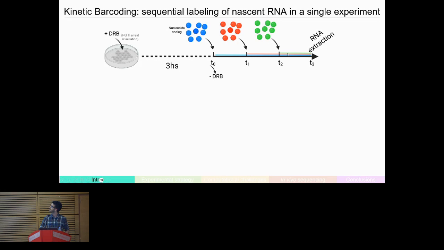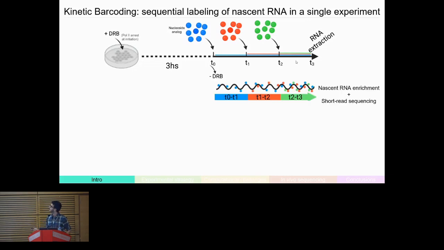Just to be clear, at this time point between T2 and T3, all three nucleotide analogs are in the cells at the same time. So if this works, ideally, we can do a nascent RNA enrichment and then short read sequencing and then classify or assign the reads or the fragments to the time points they were synthesized. In this talk, I'll show the experimental strategy we're using, the computational challenges we are facing and the ones we faced, and that we actually did this in cells.